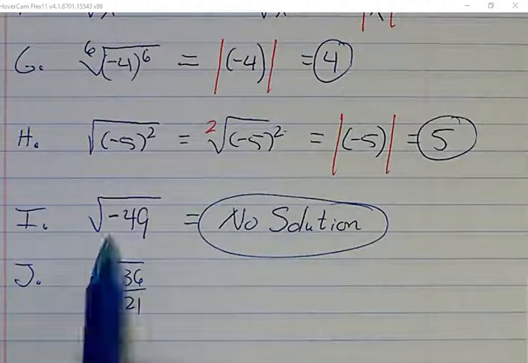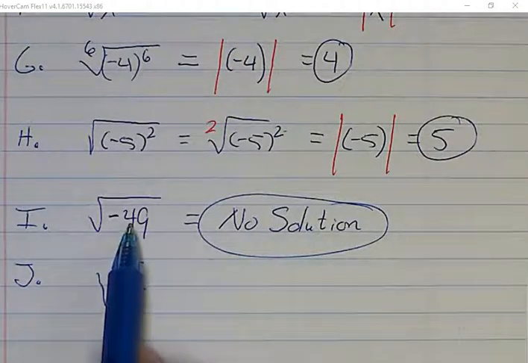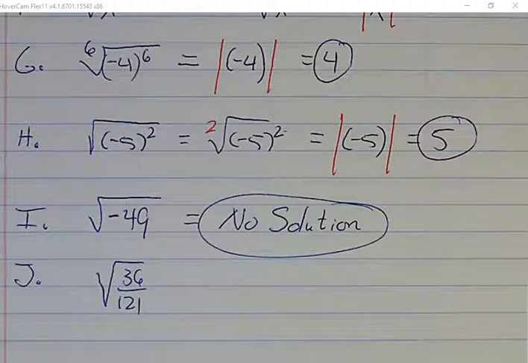So it doesn't matter what the negative number is. If it's square root of a negative of any number, just go ahead and tell me it's no solution. There's no work to do there.